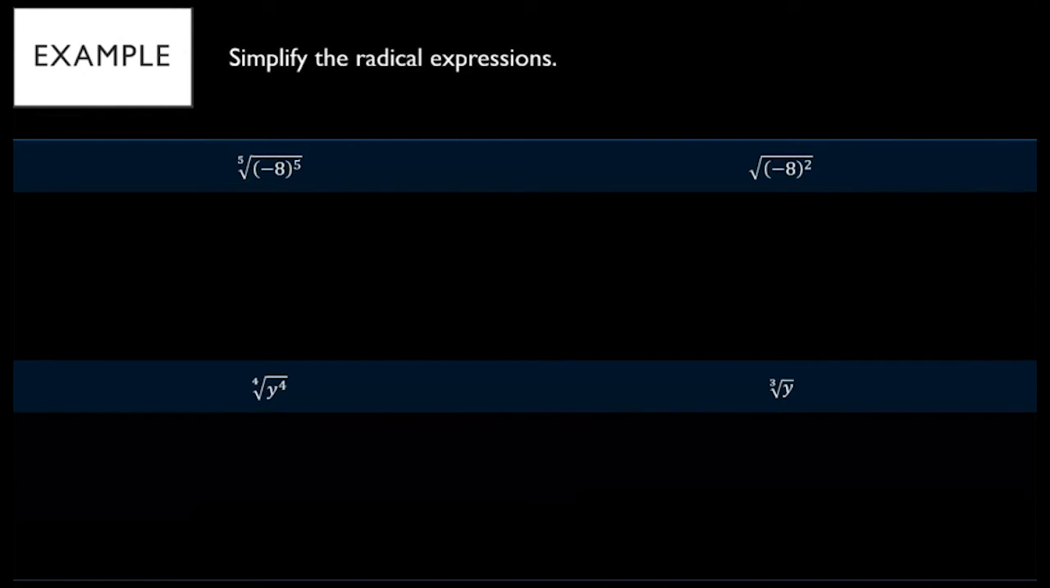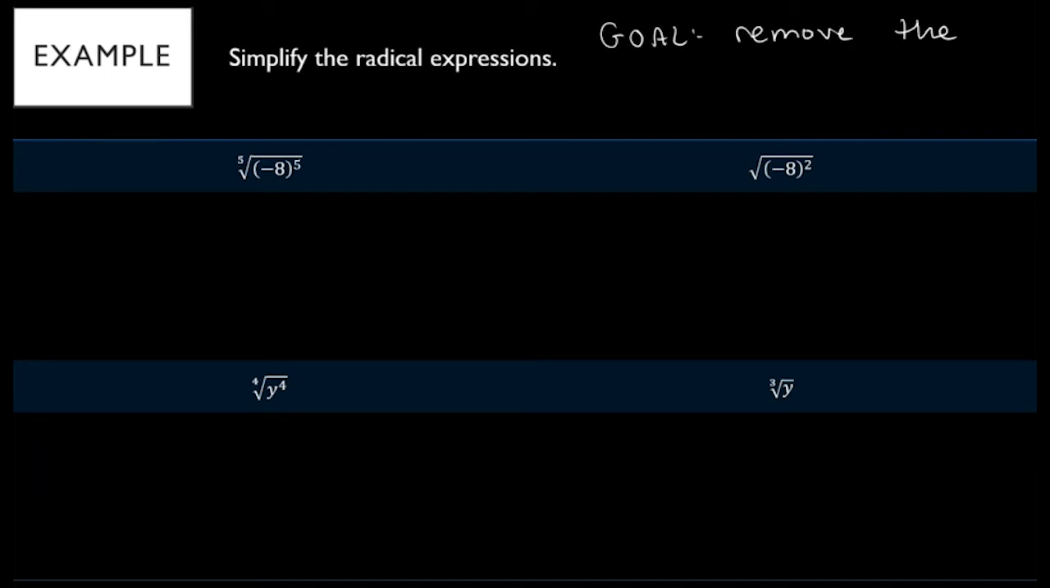So if it says simplify the radical expression, your goal is, if you can, to get rid of the radical symbol altogether. Sometimes you can't, but if you can, you want to do that, because that's what it means when we say simplify here. So our goal is to remove the radical if possible.